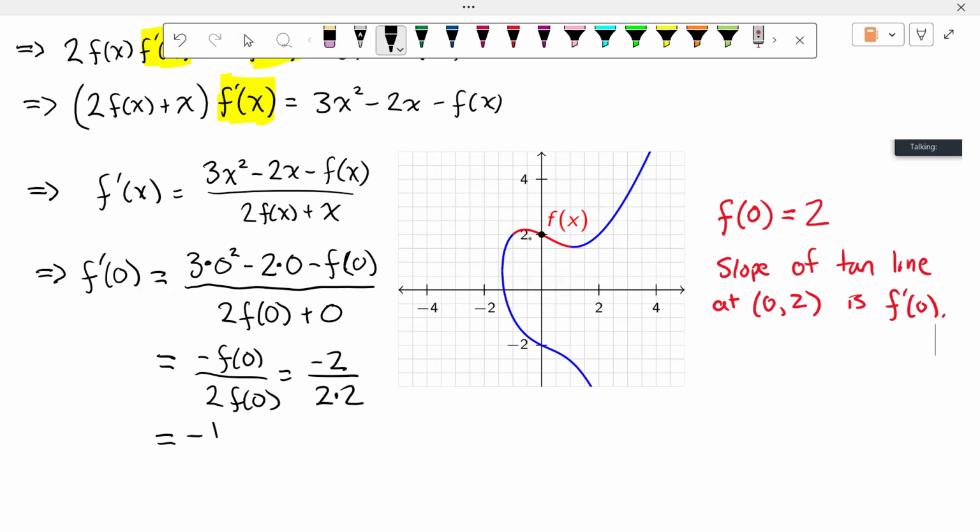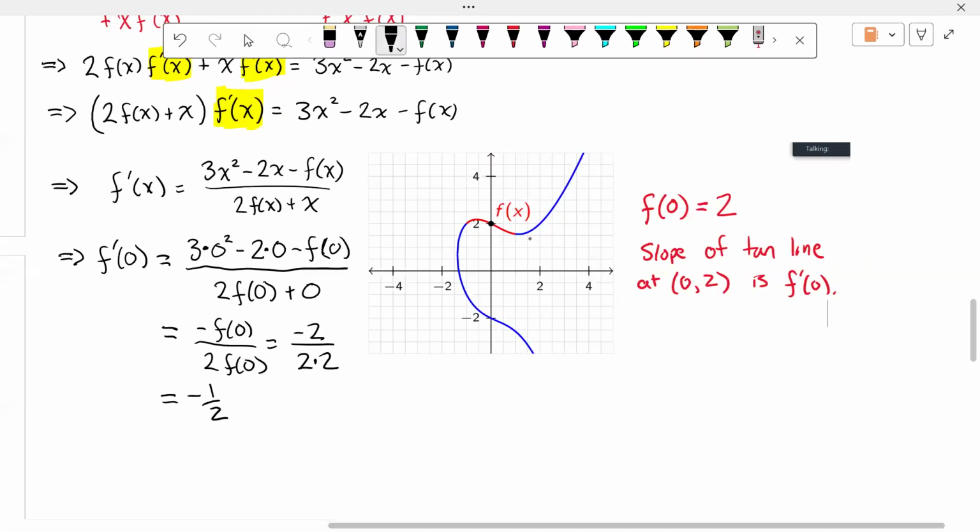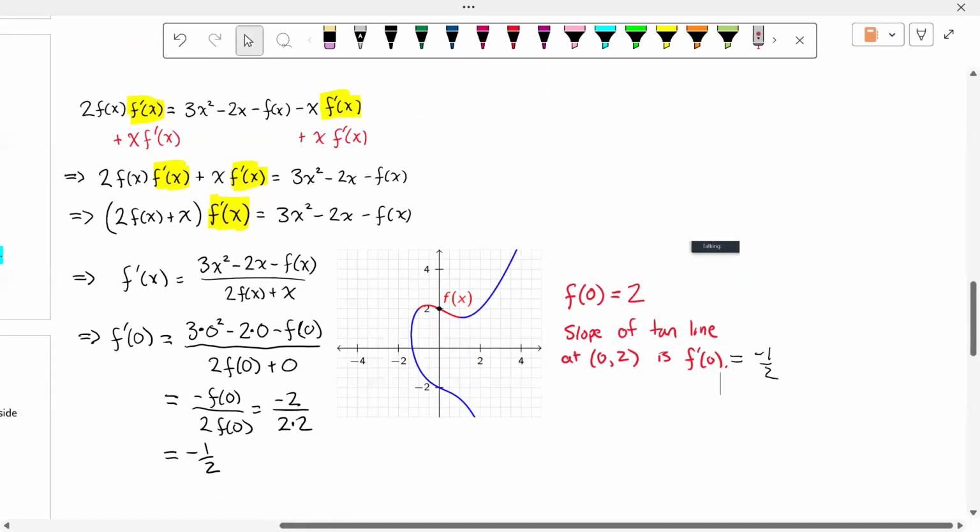Negative 1/2. Unbelievable. Even though we never figured out what f was, we could still figure out that the slope is negative 1/2 without ever figuring out what f of x is. The reason it's called implicit differentiation, and that's what we just did, is because we never had an explicit formula for f. We just figured out what the slope of the tangent line would be by doing this kind of clunky process.